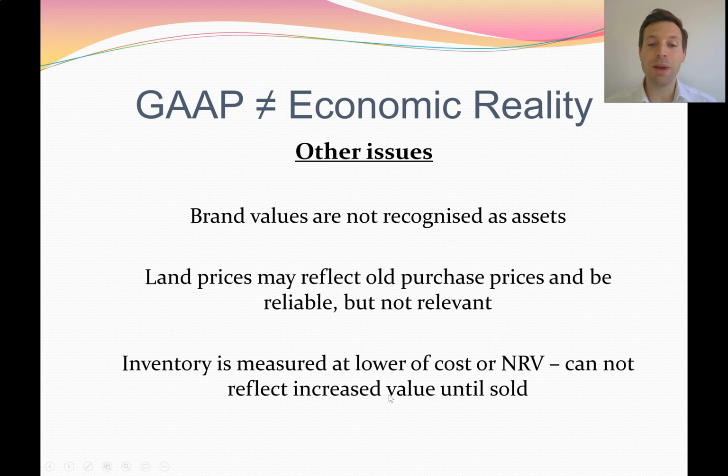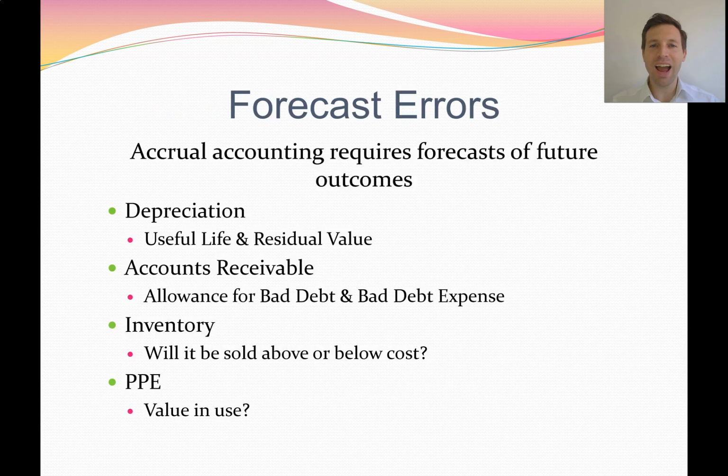For inventory, it's measured at the lower of cost or net realizable value, and it cannot reflect increased value until it's sold. So you might have inventory that is really popular and is going up in value, but you have to wait until you sell it before you can actually record that gain in value as a revenue. Whereas for other assets, you may be able to revalue them up as the value changes. So all these situations represent cases where what's actually going on in the business may not be reflected perfectly in the financial statements.